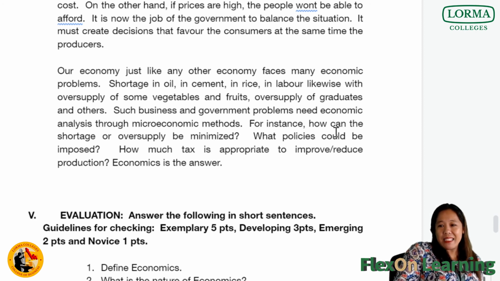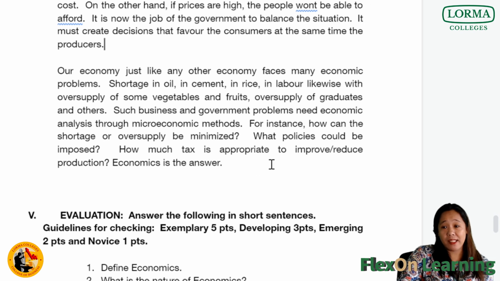So what policies could be imposed? How much tax is appropriate to improve or reduce production? Economics is the answer.